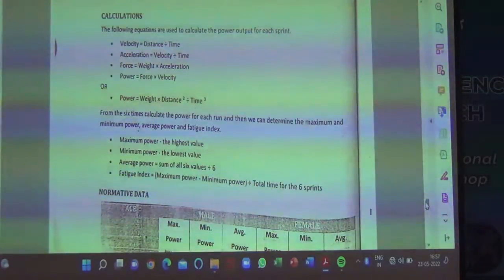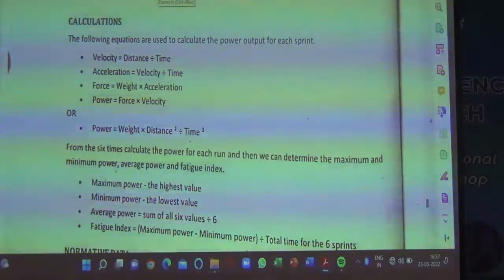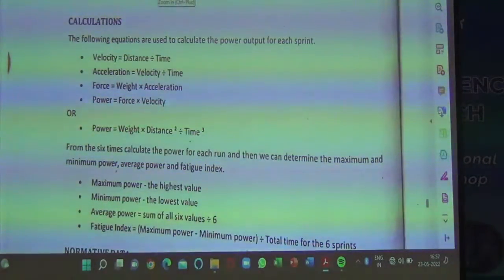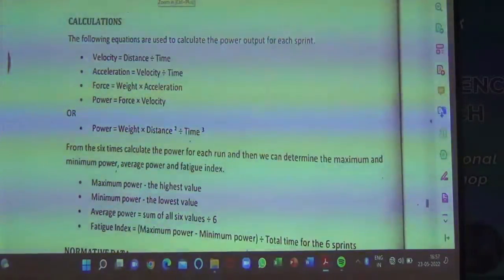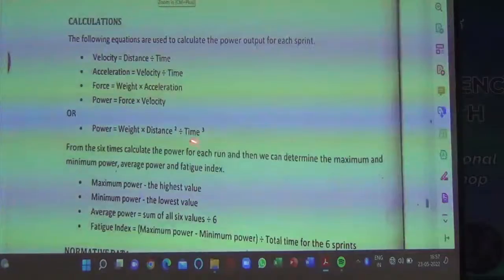You can put the formula. Power equals weight into distance squared divided by time cubed. So the main formula is this one. Just have an eye on it. Power equals weight into distance squared, this is 35 squared, divided by time cubed. It means total time, I guess, isn't it? Then you will get the difference in power.